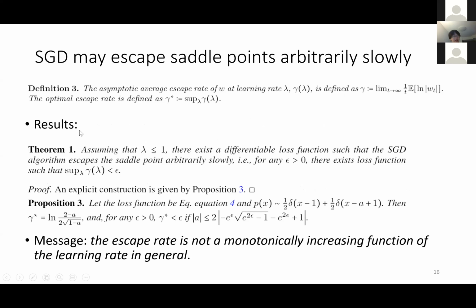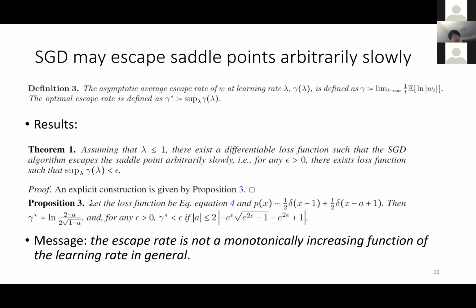And here are the results; there are two. First of all, assuming that lambda is smaller than or equal to 1, because if you have larger lambda, you can escape due to the instability, but that's not something controllable and it's not desired. So we consider the case where lambda is smaller than or equal to 1. There exists a differentiable loss function such that the SGD algorithm escapes the saddle point arbitrarily slowly, i.e. for any epsilon greater than 0, there exist loss functions such that the optimal escape rate is smaller than epsilon.